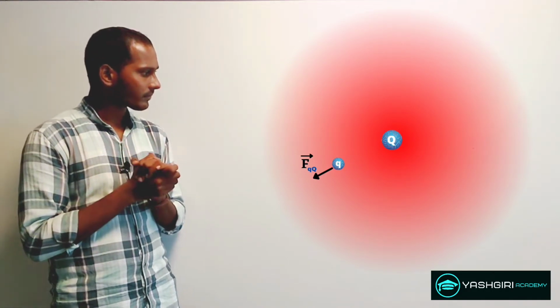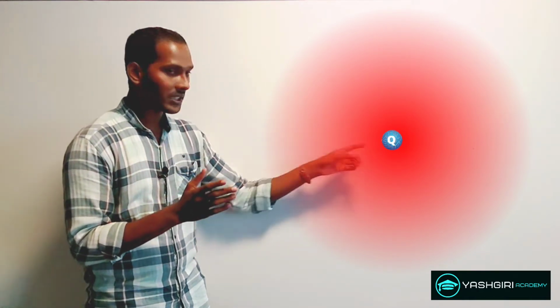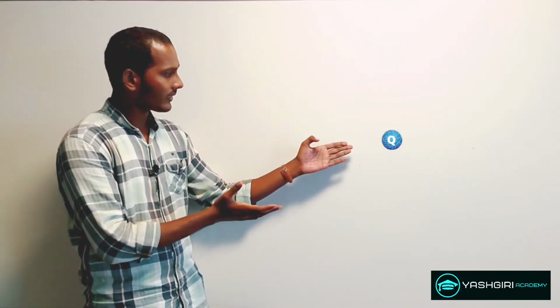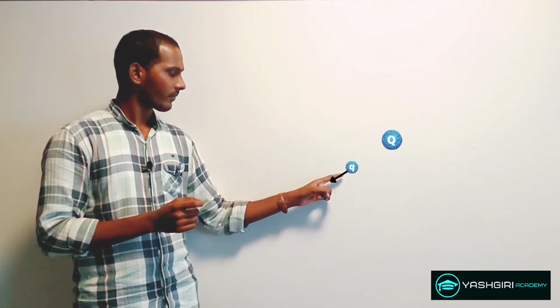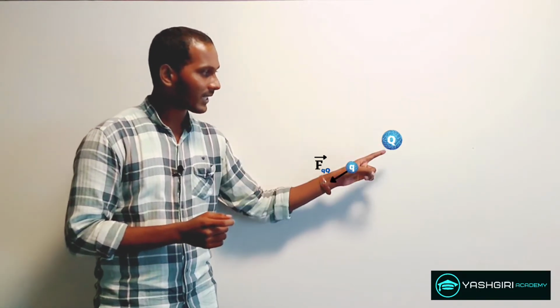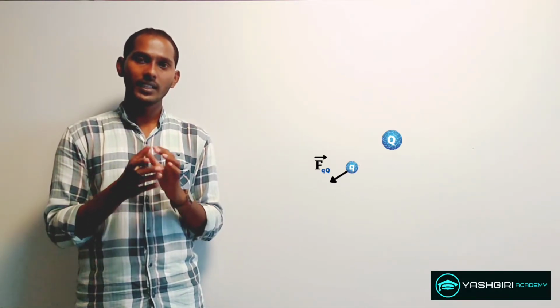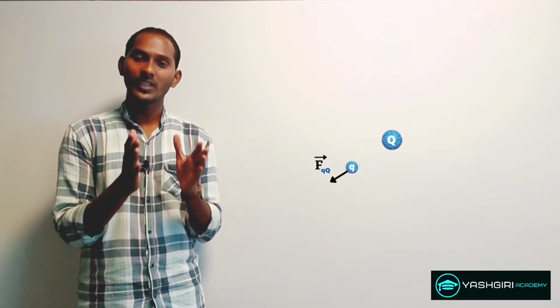Now, suppose I take the charge small q out from the space surrounding this charge capital Q. The question is, what is left in the space surrounding this charge capital Q? Is there nothing? Is it an empty space? And if there is nothing, then how come the charge small q experiences a force of attraction or repulsion when you place it in the same space surrounding this charge capital Q? So, to understand this, the early scientists introduced the concept of electric field.